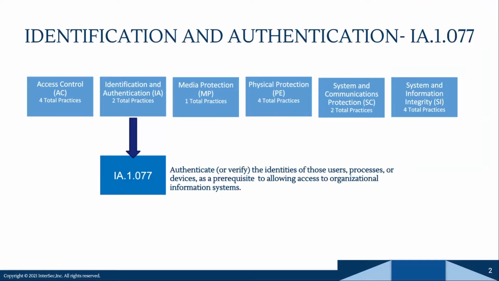Today, we will be continuing our discussion on identification and authentication. As previously discussed, the CMMC standard defines one capability for identification and authentication, which is to grant access to authenticated entities. The identification and authentication domain for Level 1 has two practices. The second practice, IA.1.077, is to authenticate or verify the identities of those users, processes, or devices as a prerequisite to allowing access to organization informational systems. This is going to build upon the previous practice in the sense that now we're going to be focusing purely on authenticating.